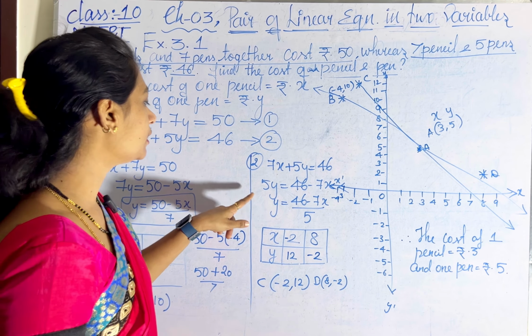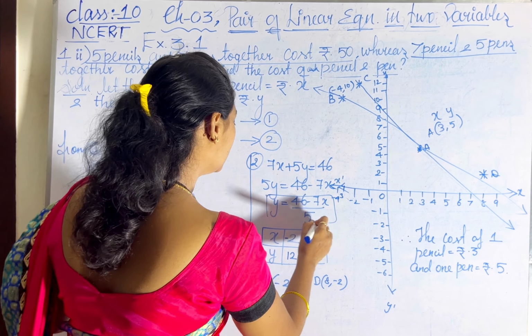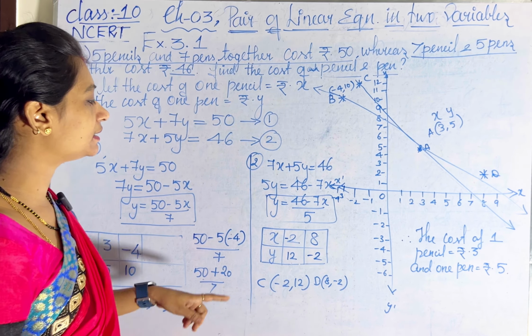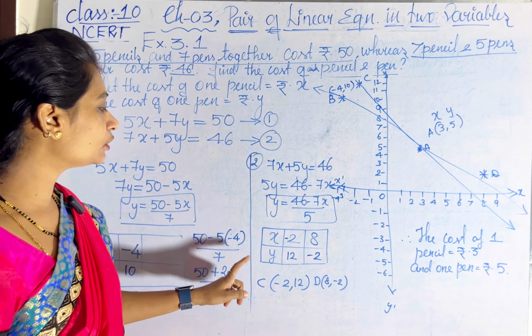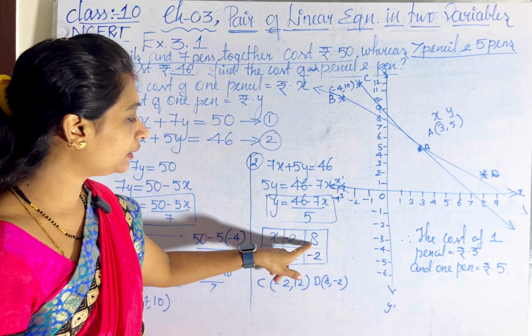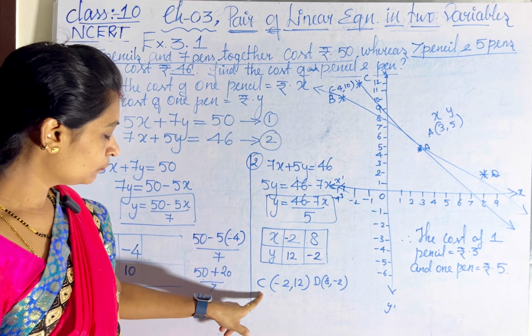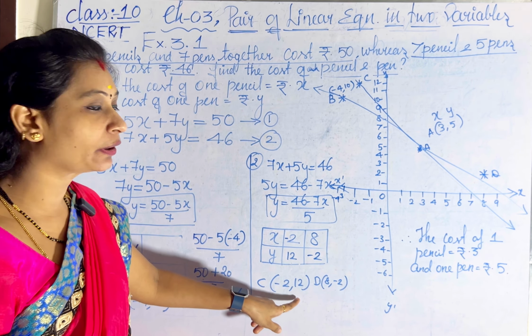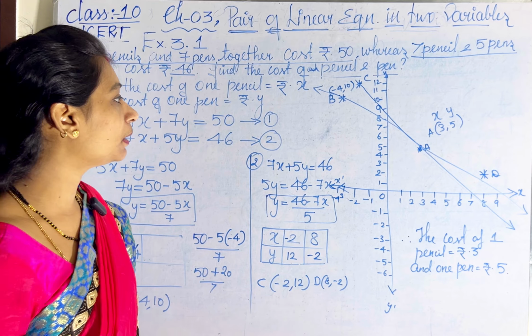Now take the second equation, write in terms of y. So we are getting y equal to 46 minus 7x by 5. Giving different values of x. Substituting x as minus 2, y will be 12. Substituting x as 8, y will be minus 2. So coordinate of C is minus 2, 12 and D is 8, minus 2.